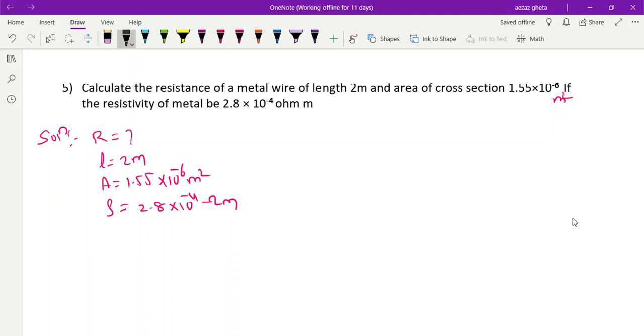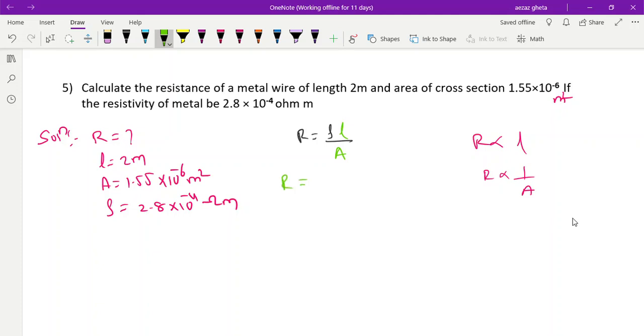So you know the resistivity formula. Do you know the resistivity formula? Tell me. R is equal to rho L by A, right? Resistance is directly proportional to what? Length. Resistance is inversely proportional to area. So what will come? R equals rho L by A. Correct.